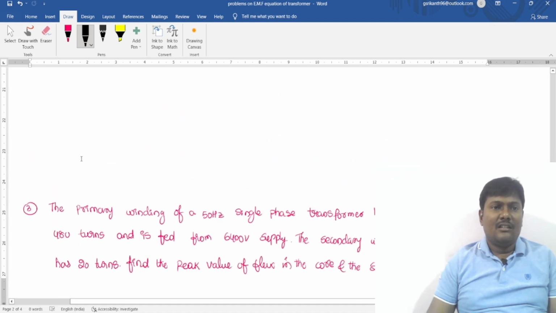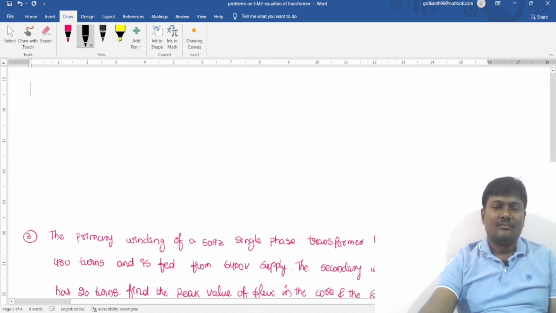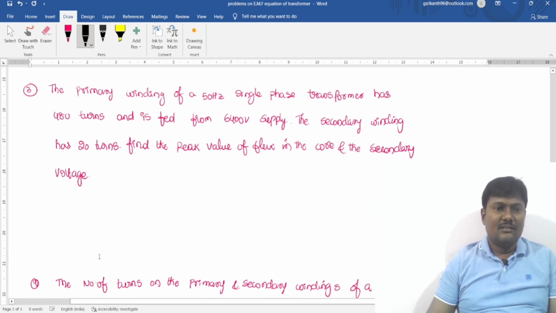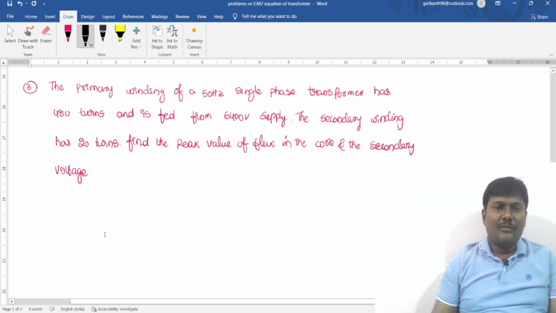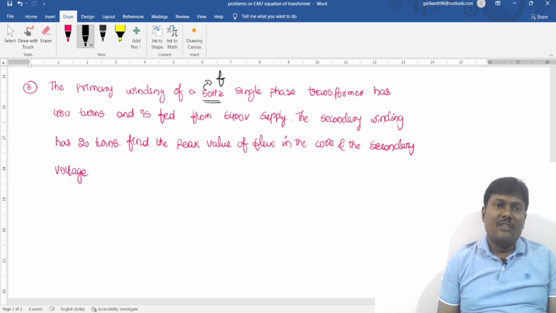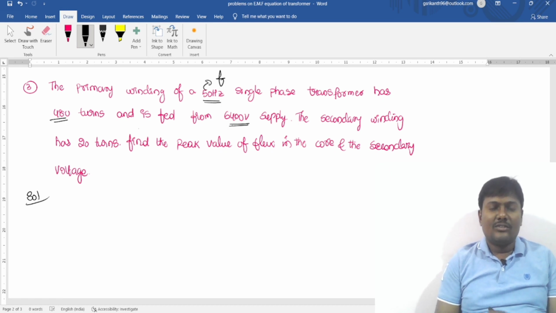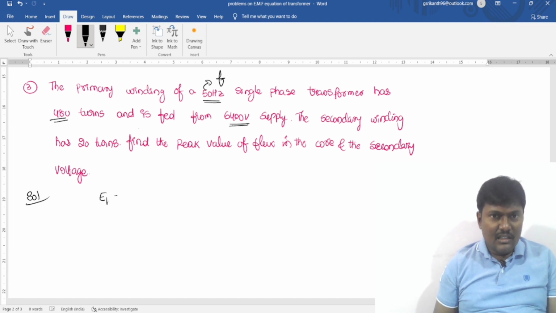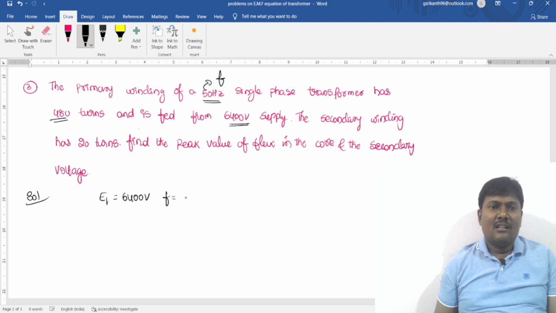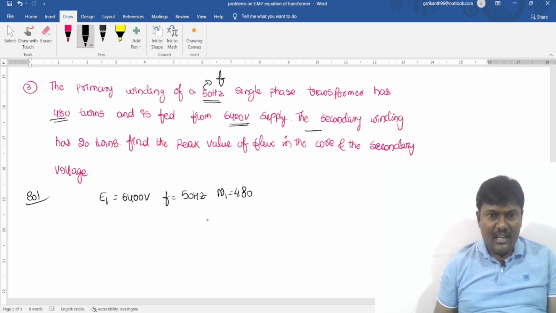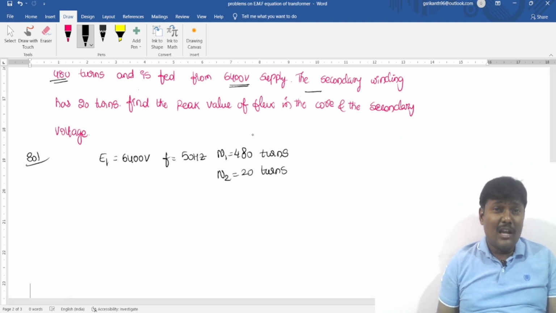And coming to the next problem, the primary winding of a 50 Hz single phase transformer has 480 turns and is fed from a 6400 volt supply. That means 6400 volts we are giving as input, the induced EMF is 6400 volts, the frequency is 50 hertz, and the number of turns is 480. The secondary winding has N2, 20 turns. N1 has 480 and N2 has 20 turns. Find the peak value of flux in the core.